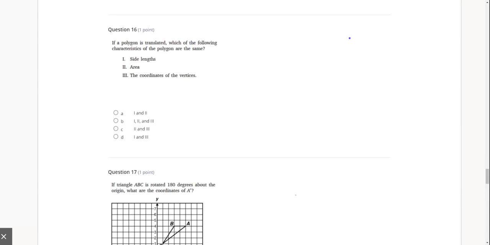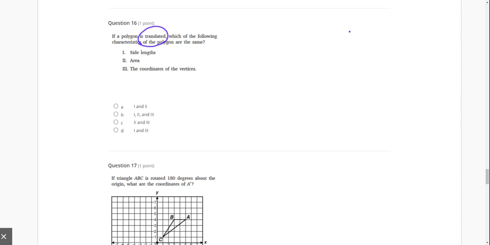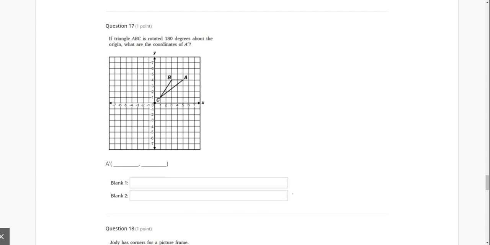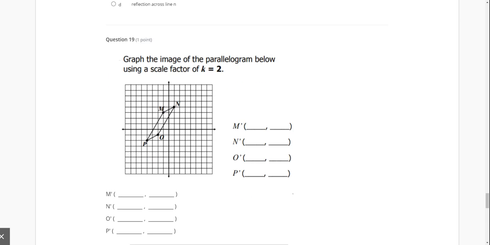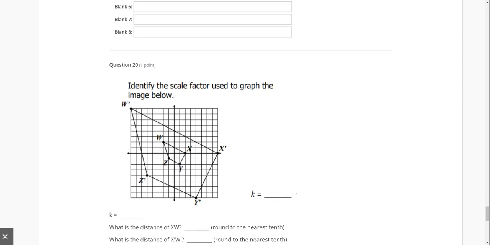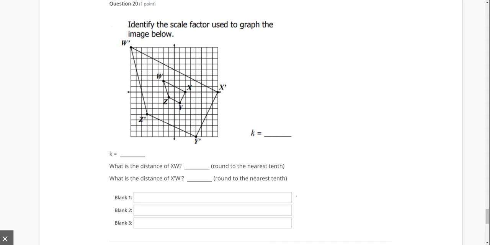So when I translate something, right, I slide it around, what stays the same? The figure of the shape. The figure, right? So the side and the area, but the coordinates change. Okay. We've done rotations. I think the next one we wanted to talk about was scale factor. Question 20. So identify the scale factor used. We want to start at the original point and go to the new point. So is it original divided by new or new divided by original?